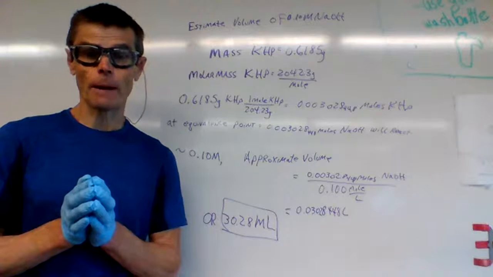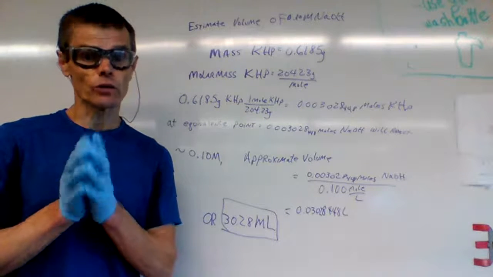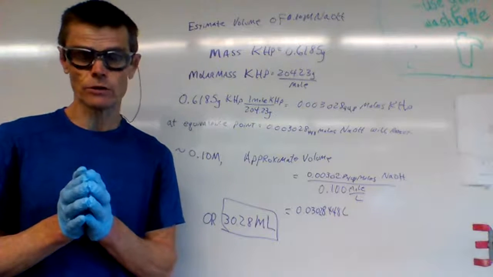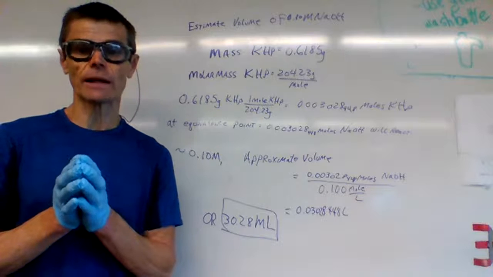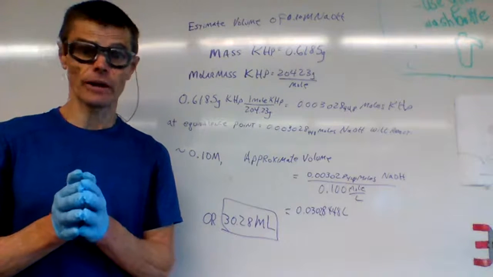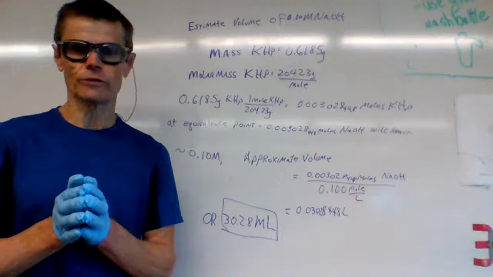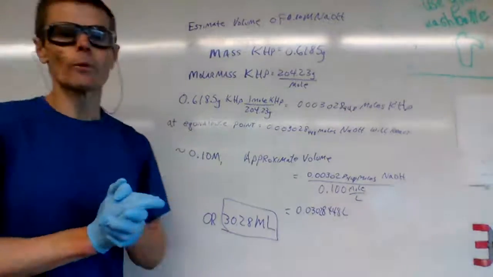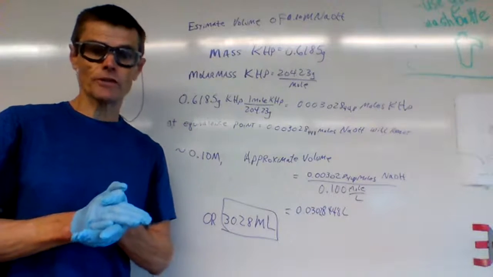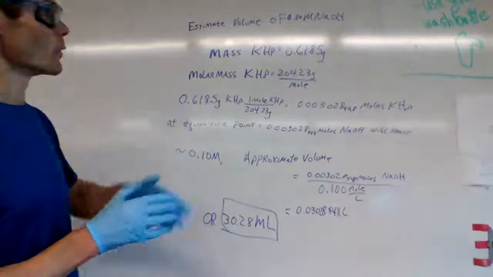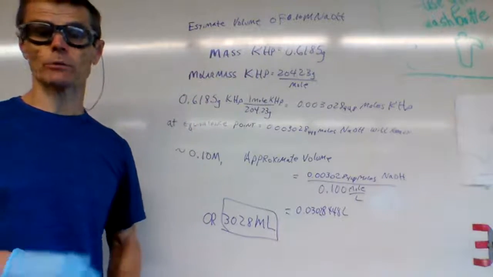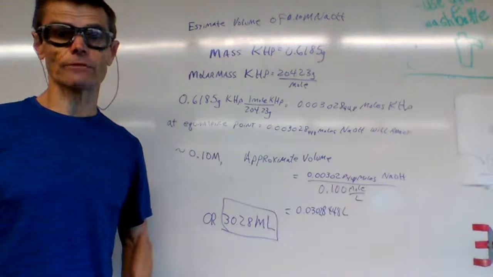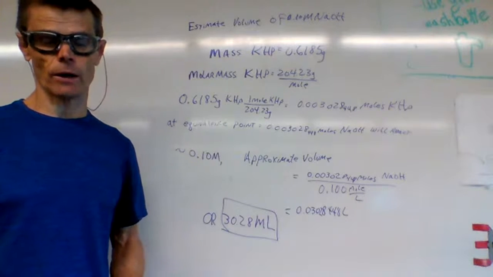Another method is by calculation, and we can only do this for samples in which we're using our standard. So these can only be used when we have a standard that's nearly 100%, such as in our KHP experiment. Can't do this for an unknown sample. So I wrote down some information here on how we can calculate the approximate volume of the 0.1 molar sodium hydroxide that's going to be required to react with the 0.6185 grams of KHP that we weighed out.